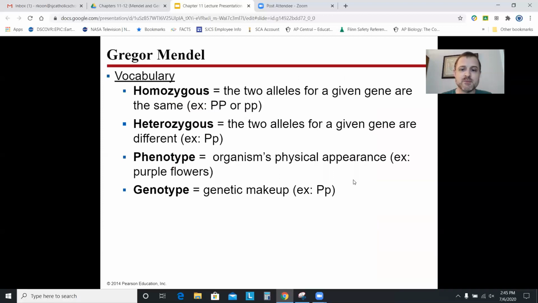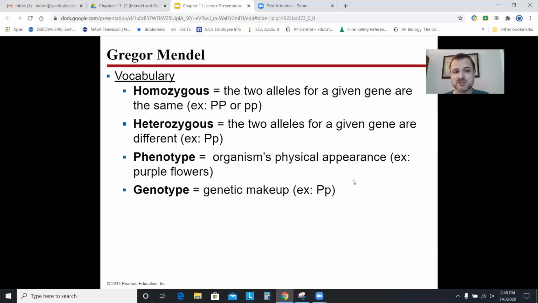Homozygous means the two alleles are the same, either big P, big P, or little p, little p. To distinguish between them, you say homozygous dominant or homozygous recessive. So big P, big P is homozygous dominant, little p, little p is homozygous recessive. Heterozygous is if the letters are different. So big P, little p. There's only one way to be heterozygous, right?